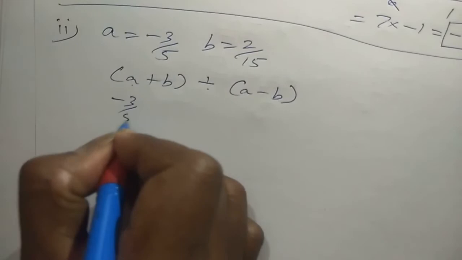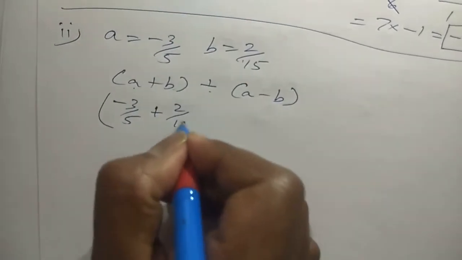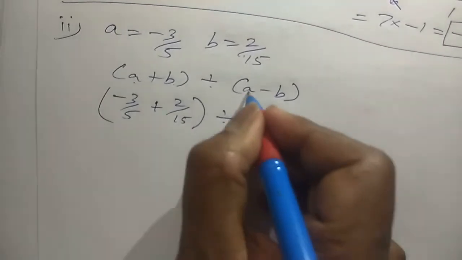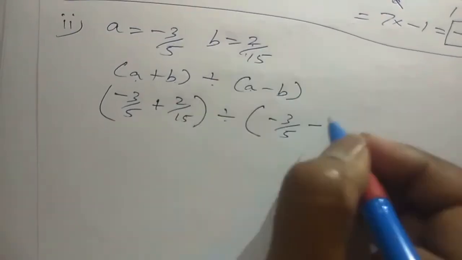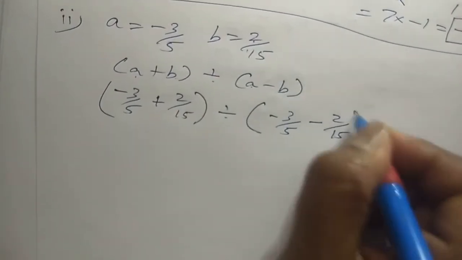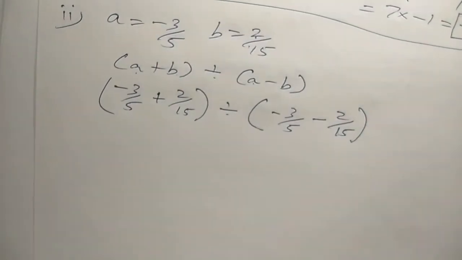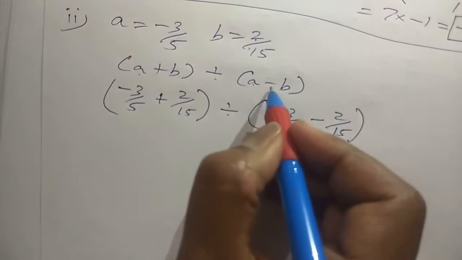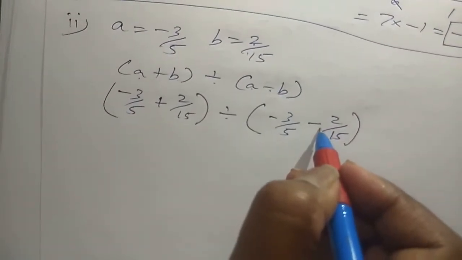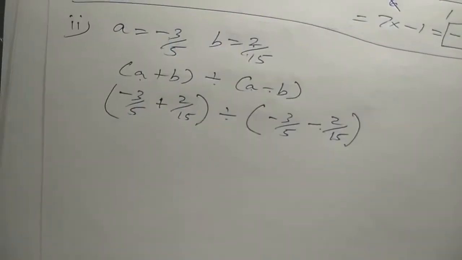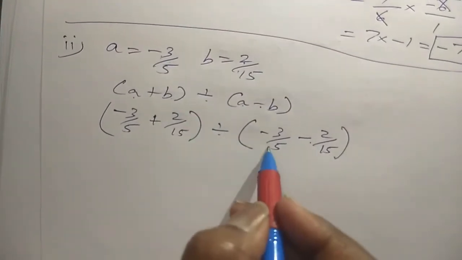So what is the a value here? It is minus 3 by 5, plus what is the b value? It is 2 by 15, divided by what is the a value again? It is minus 3 by 5, minus the b value, 2 by 15, sorry. This minus is in the condition, so I am putting minus here. The a is minus 3 by 5, so I am putting minus 3 by 5 here.